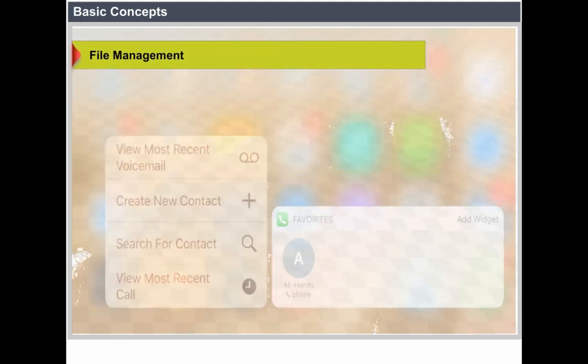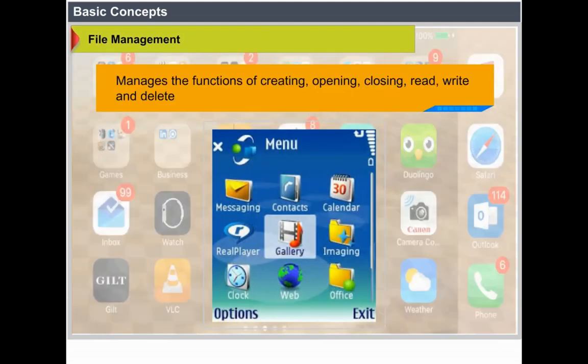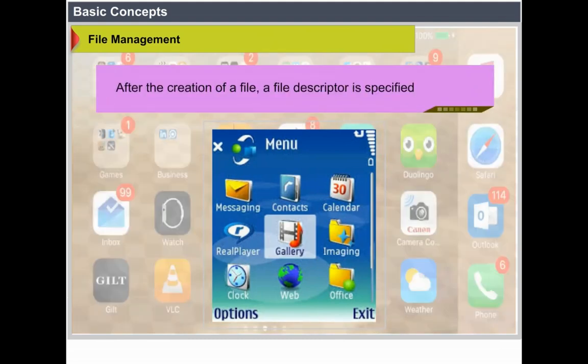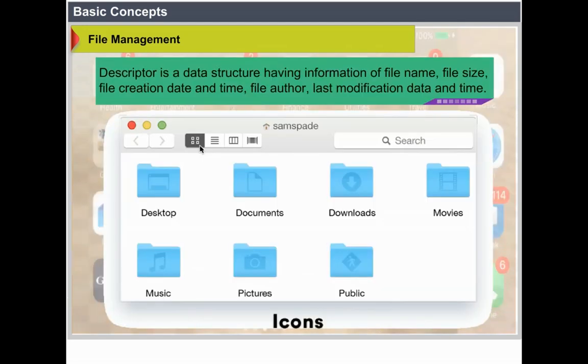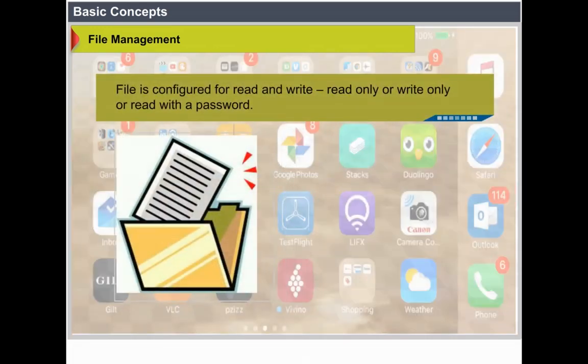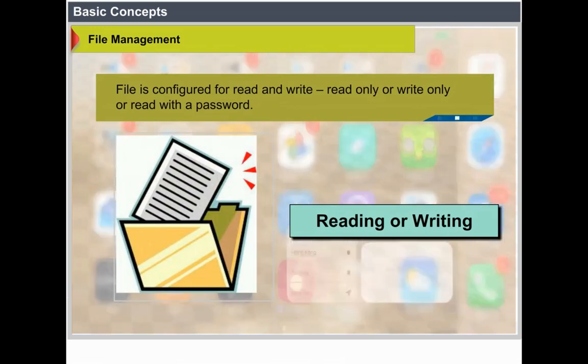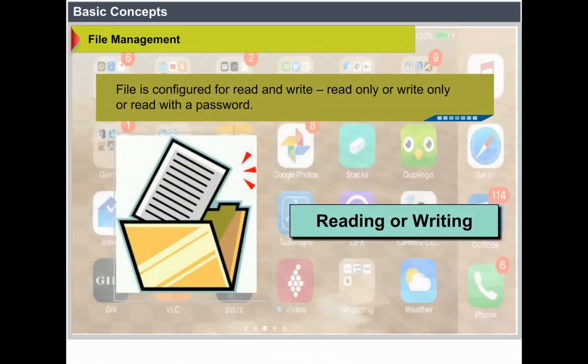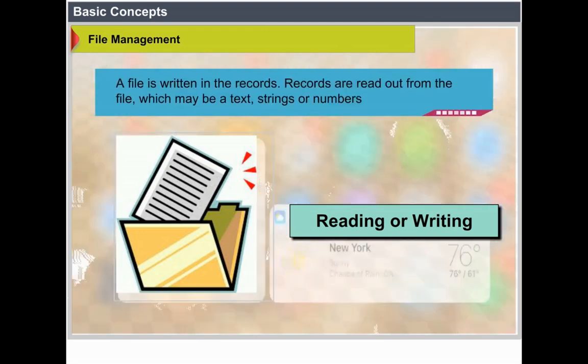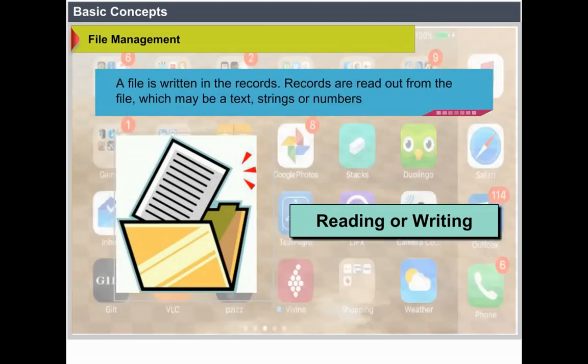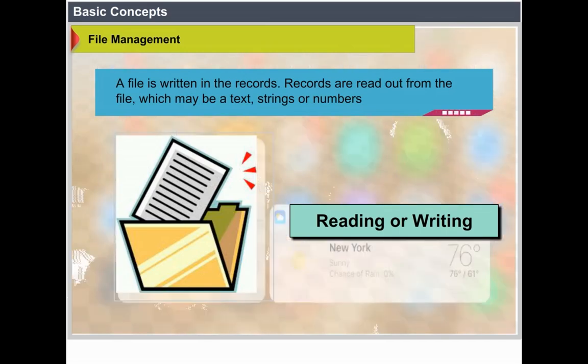File management. Functions are creating, opening, closing, read, write, and delete. A file is created and a file descriptor is specified. Descriptor is a data structure having information of file name, file size, file creation date and time, file author, last modification date and time. File is configured for read and write, read only or write only, or read with a password. A file is written, the records. Records are read from the file, which may be text, strings, or numbers.